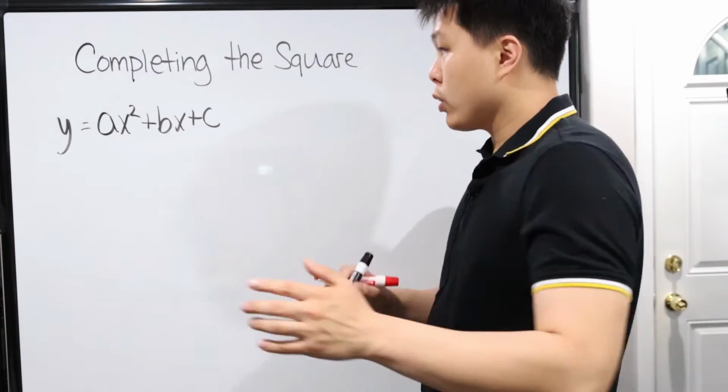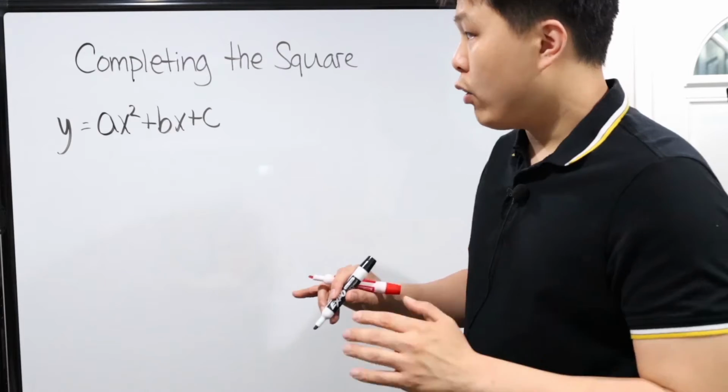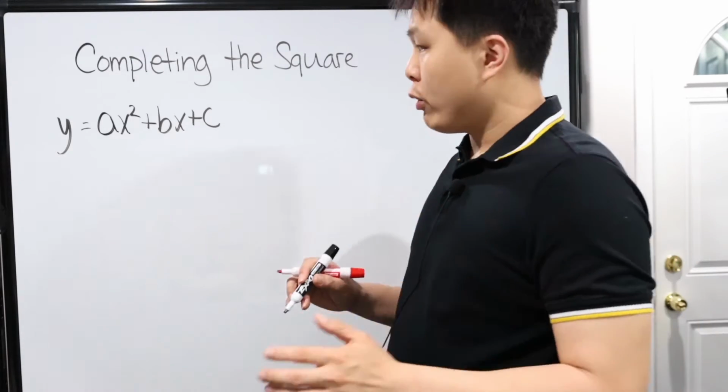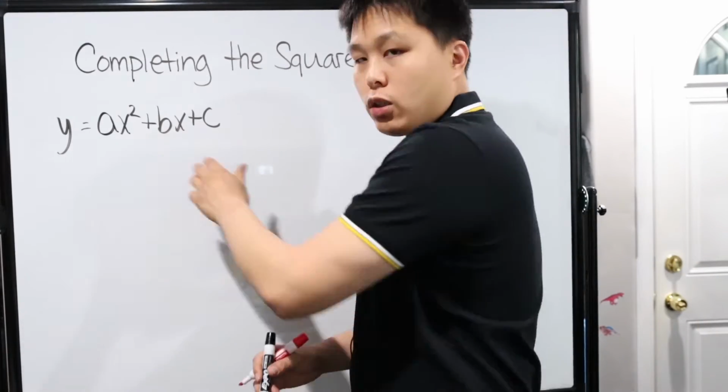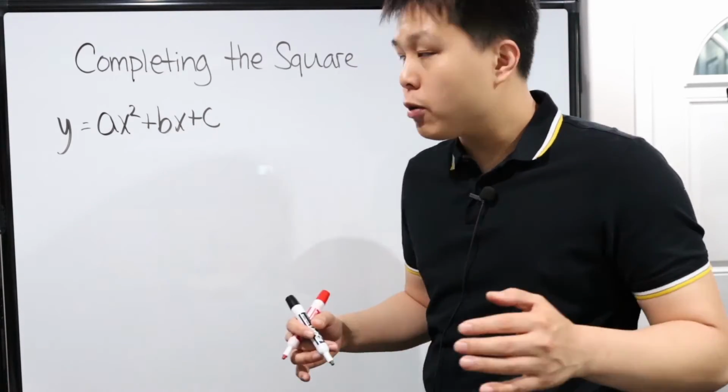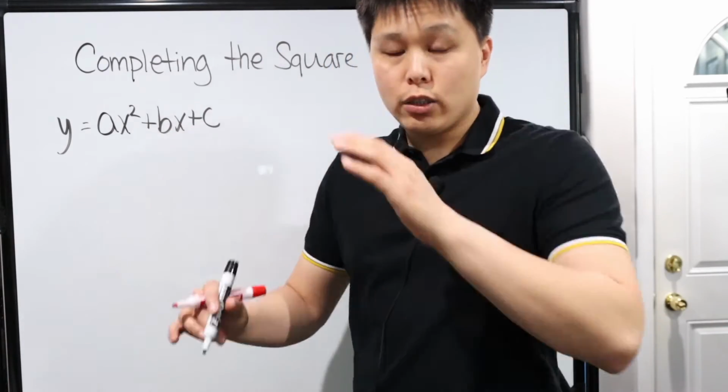For today's video, we're going to talk about completing the square. Now, what is completing the square? Well, every time we work with a quadratic equation, it's usually in this kind of form. This is known as standard form. It's wonderful in the sense that you can plug it into the quadratic formula because you have your A, B, and C, and so on and so forth.